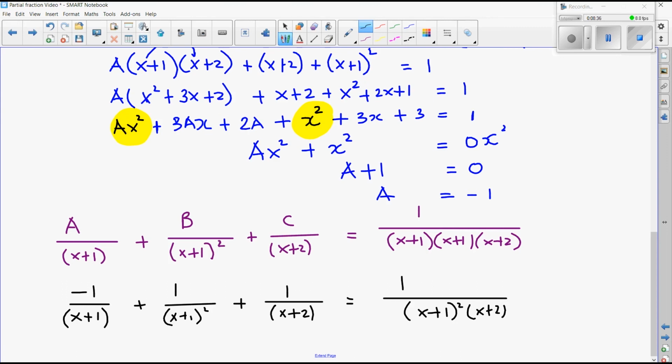So just to recap, sometimes it's easier to start with the cover-up method and find 1 or 2 of your numerator unknowns, and then continue simplifying and finding the others.